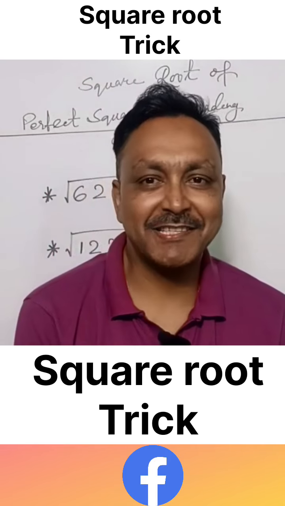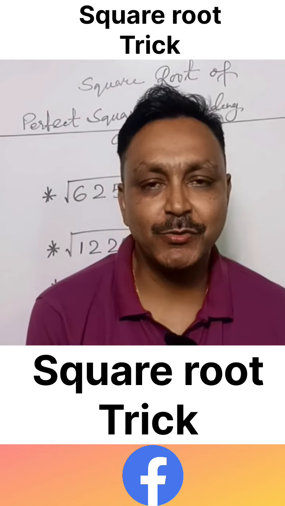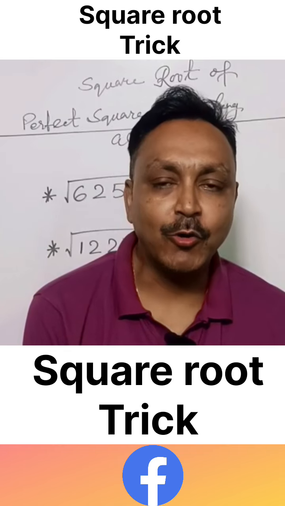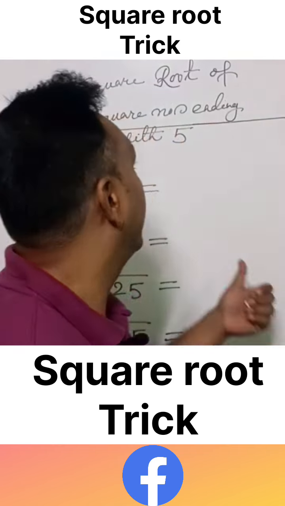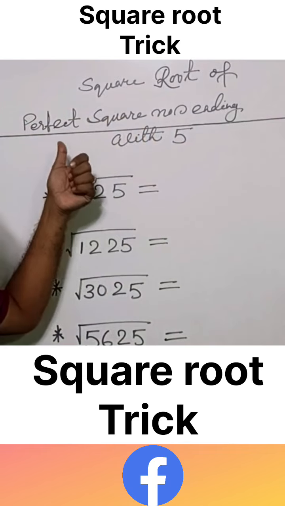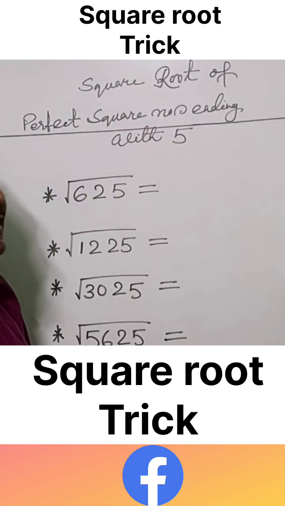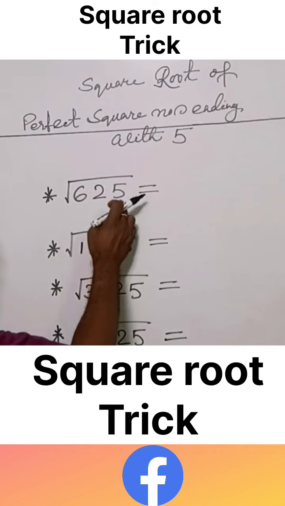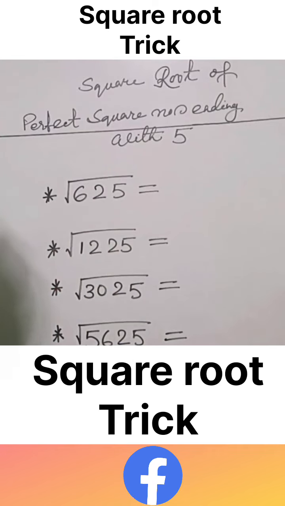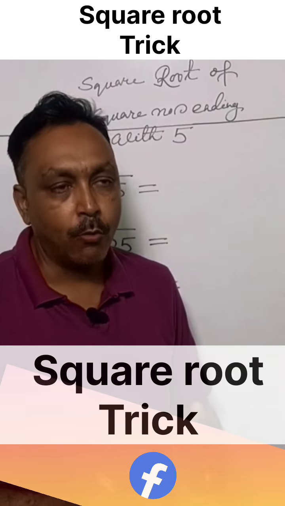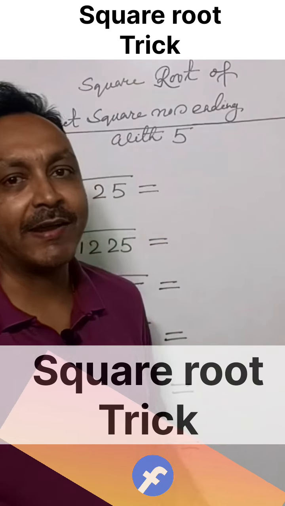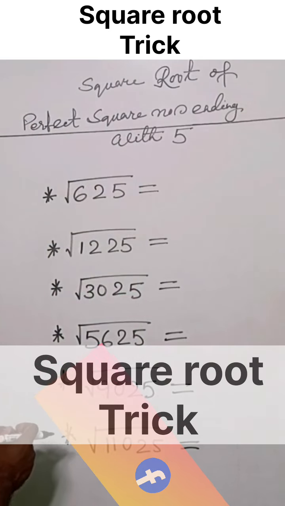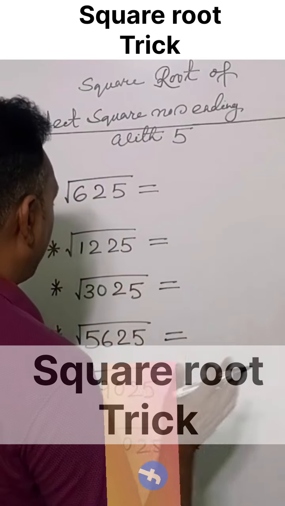So today's class is going to be very interesting because today we are going to learn how to find the square root of a perfect square number ending with 5. So these are perfect square numbers ending with 5. Today in this video we are going to learn a trick. With the help of this trick we can easily find out the square root, right? So this is all about a trick.